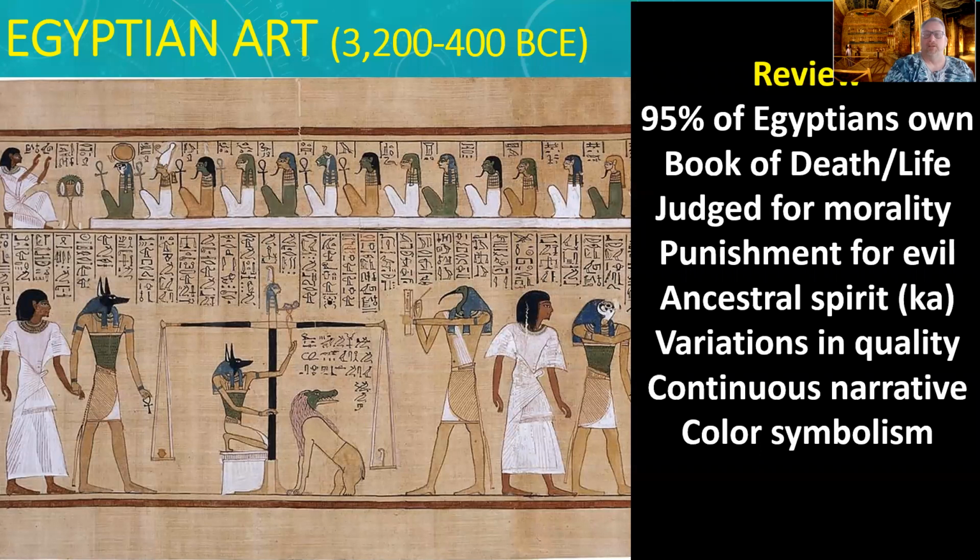So a review for the Egyptian Book of the Dead or Eternal Life. 95% of Egyptians own it. It's the book of death or life. You are judged for your morality. It gives you a punishment for all eternity if you're evil, kind of like hell. It's based upon the ancestral spirit being so powerful. There are variations in quality because Donald Trump's Book of the Dead is going to be radically different than mine, going to be radically different than someone who's homeless. There's going to be a continuous narrative called simultaneous narration, and the color symbolism, red for male, yellow for female, that we see. The rest of it's borrowed from Mesopotamia. And so I want to show you a Book of the Dead and an explanation of it.